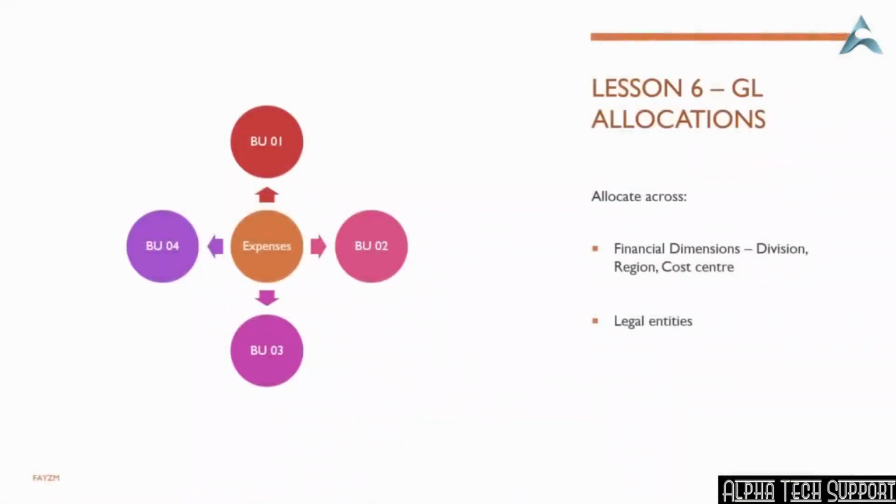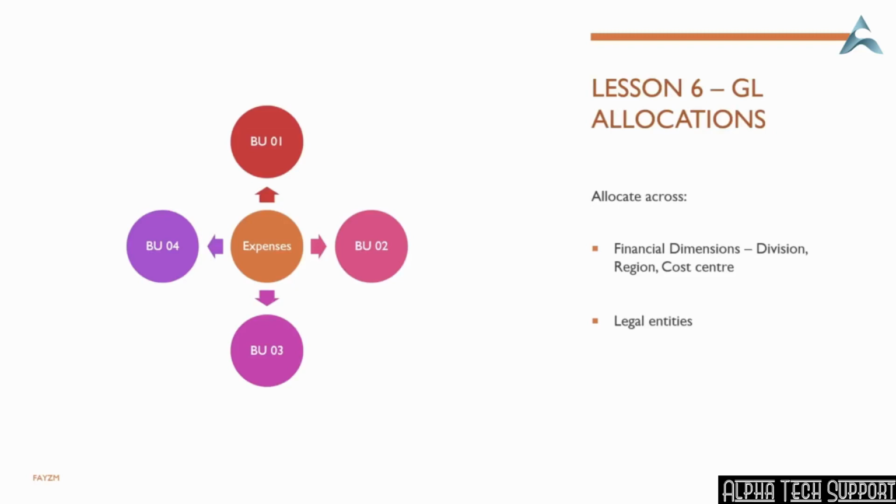Welcome to this lesson where you learn about how expenses are allocated, or the GL allocation process, within D365 Finance. So you may have this question as to what is an allocation? Why does a company need an allocation process? So let me give an example here.